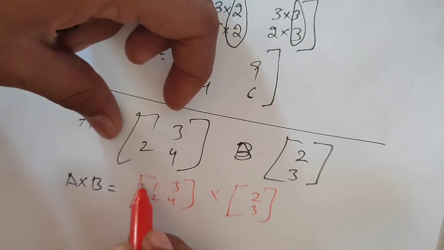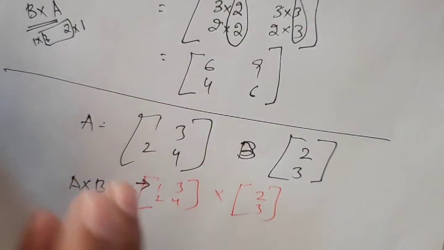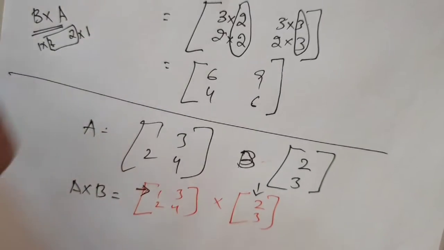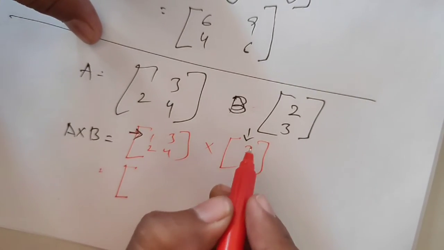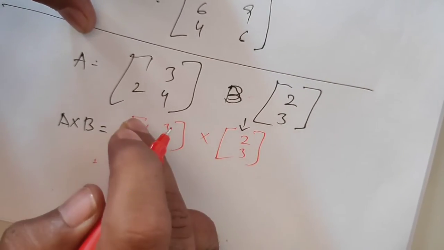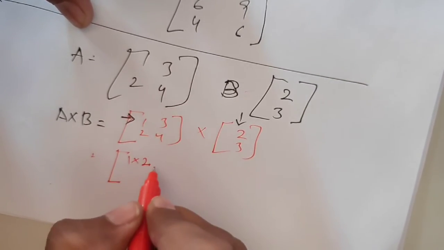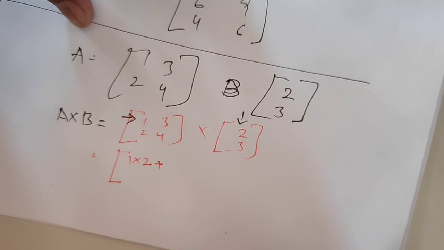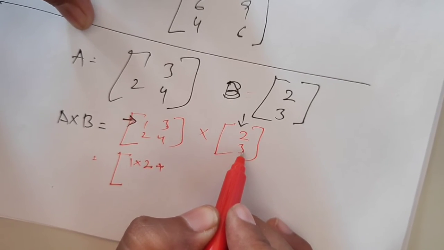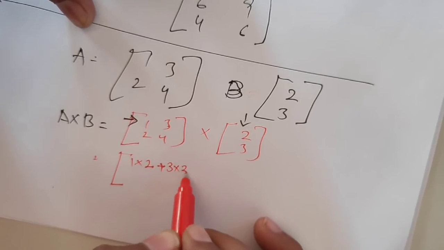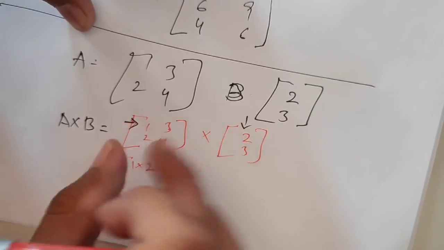So taking the first row, multiply the first row with the second matrix's first column. The first member of the first row will multiply with the first matrix's first member, means 1 multiply by 2. Then the same row continues, so we use the plus, and the second member will multiply with the second column's member, so 3 multiply by 3. So the first row is finished; it has completely multiplied with the second matrix.